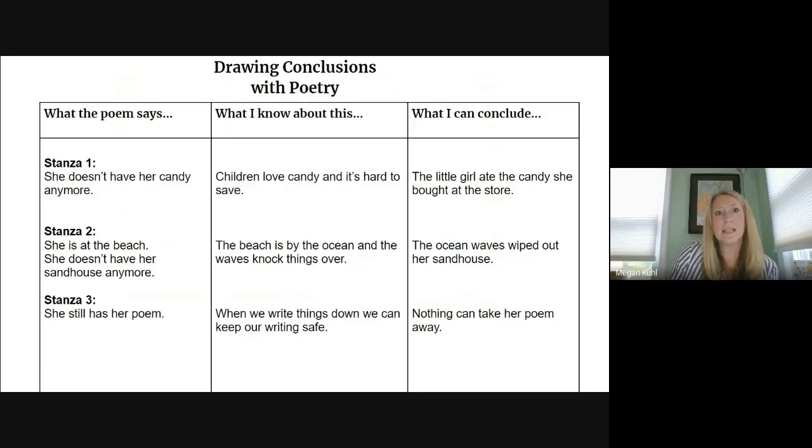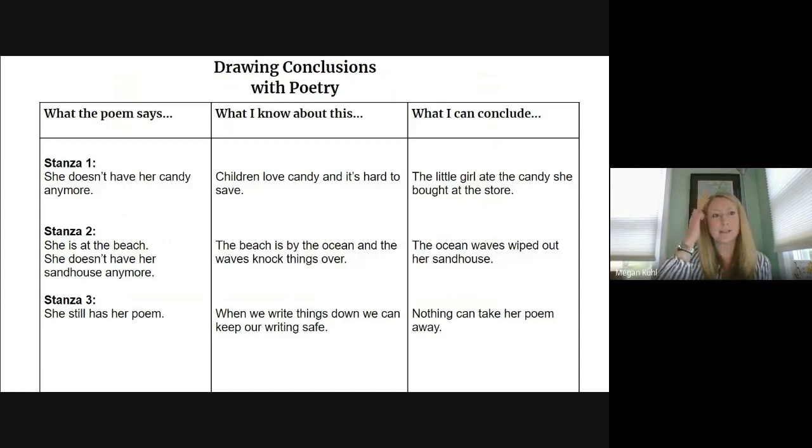So as I said, in this graphic organizer, in the first column, we're going to record what the poem says. Then in the second column, we'll talk about what we already know about this, and then draw a conclusion. So stanza 1, we know the poem says that she bought her candy at the store, but she doesn't have it anymore. What we know about this is children love candy, and it's hard to save. At least I know it is for my children. And what I can conclude about this is that the little girl ate the candy she bought at the store.